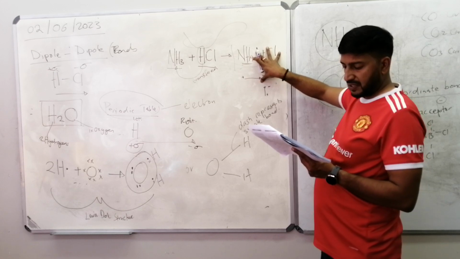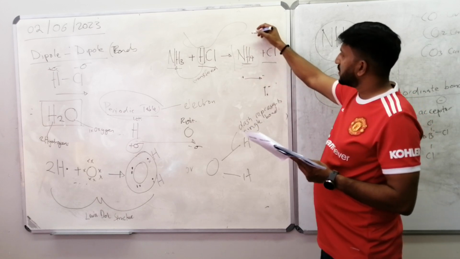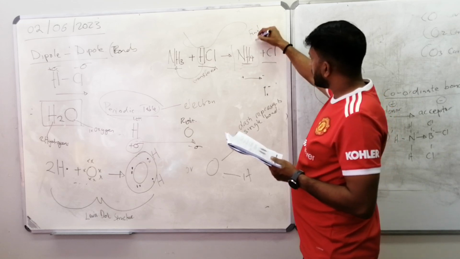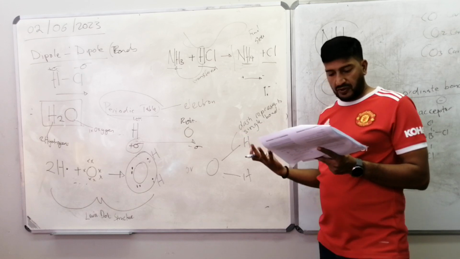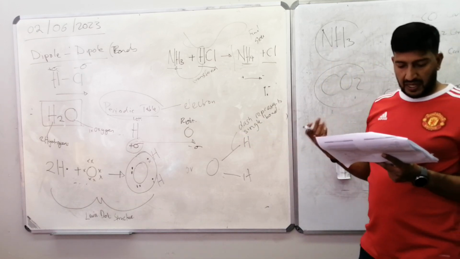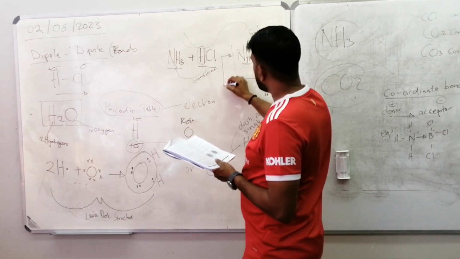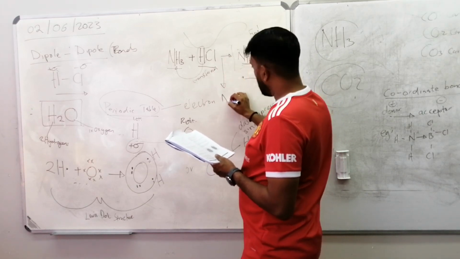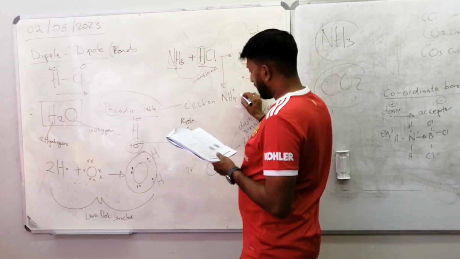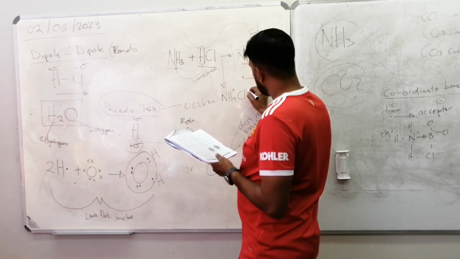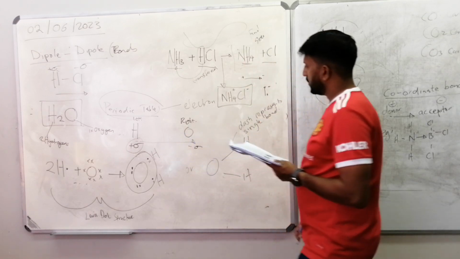Now this is after the... We're looking at this here, it is not the intermediate state. This is the final state. In the intermediate state, a compound is formed between this and this. The compound formed here is NH4 plus and Cl minus.